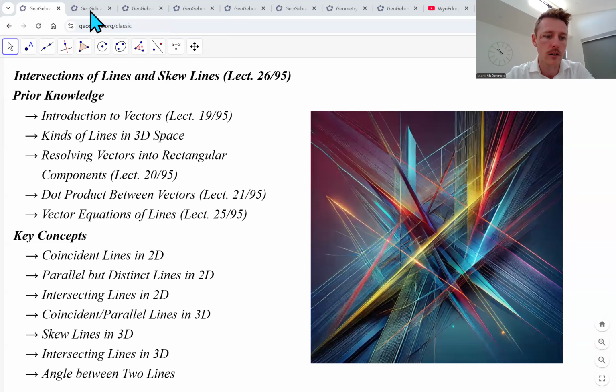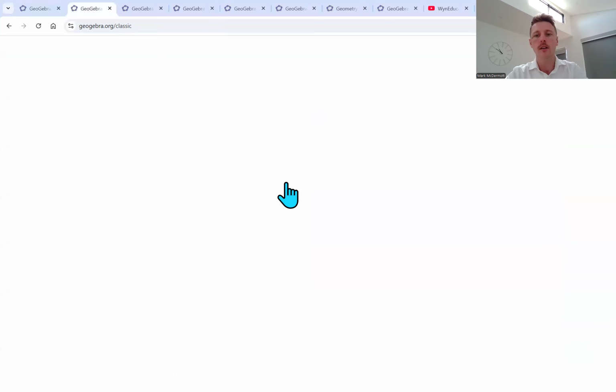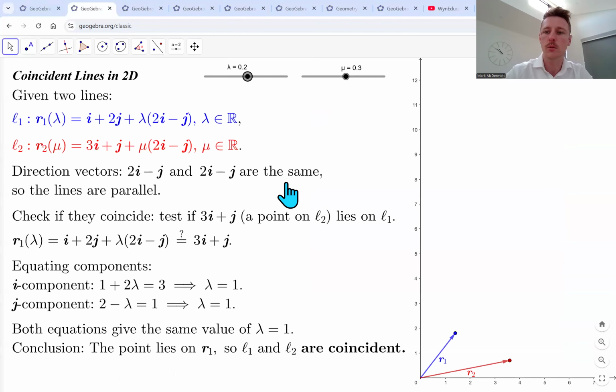The first thing we're going to look at is coincident lines in 2D. So just reminding ourselves of what we would have learned, hopefully, in Methods Units 1 and 2. In two-dimensional space, you can have three situations. The lines can be coincident, which just means they're on top of each other. Lines can be parallel, or they can intersect at one point. So the first example we're going to look at is when we've got coincident lines in two dimensions.